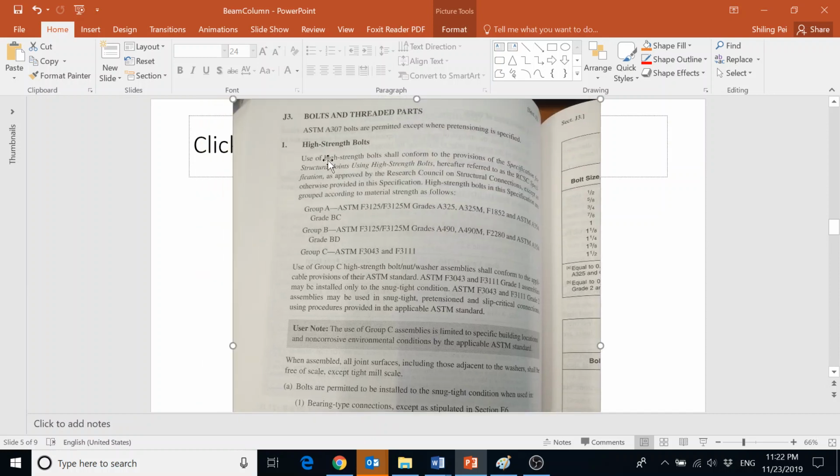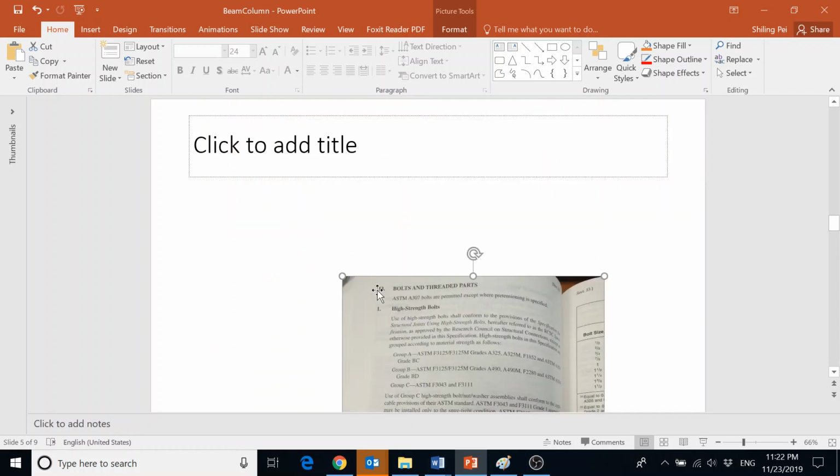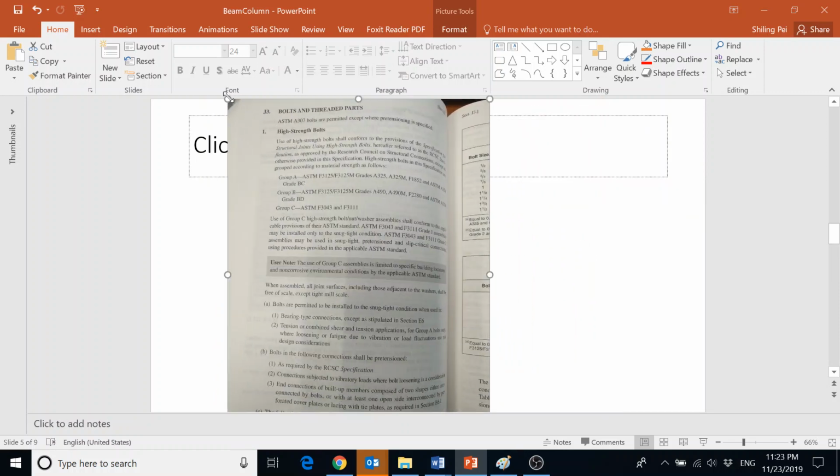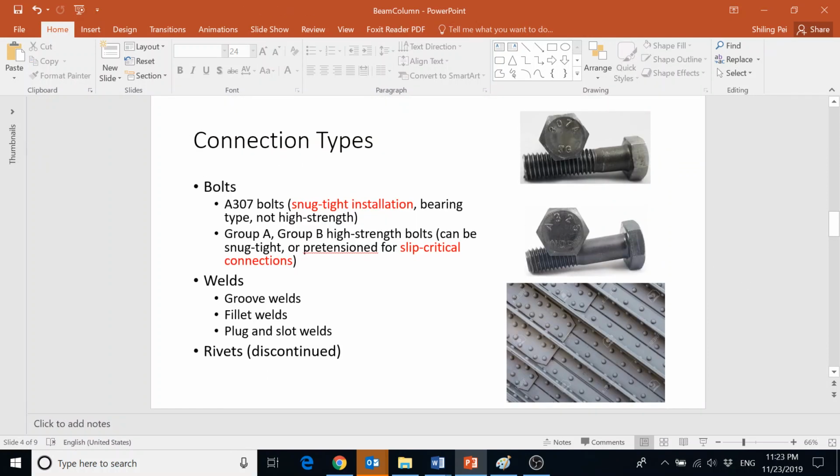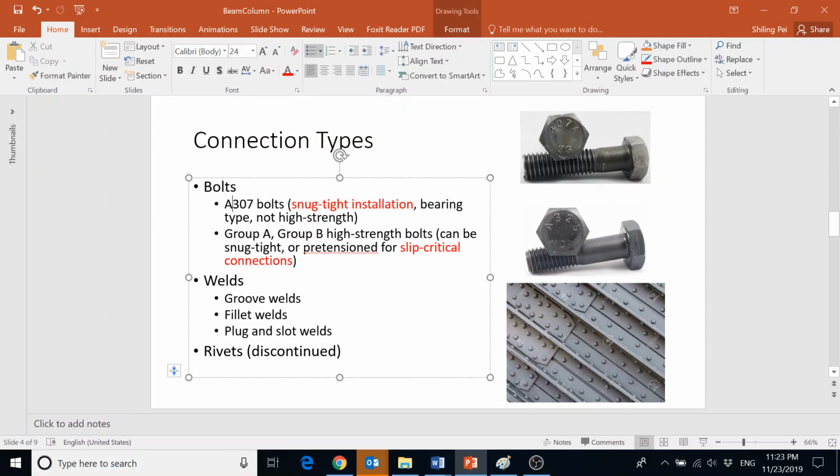How to do that we will talk about later in the next video, but now I'm just trying to let you know that. Okay, here are two types of bolts: normal bolts, non-high strength, or high strength. Normal bolts can only be used in a bearing type connection with snug-tight installation. High strength bolts can do both. They can be snug tight or they can be pretensioned.